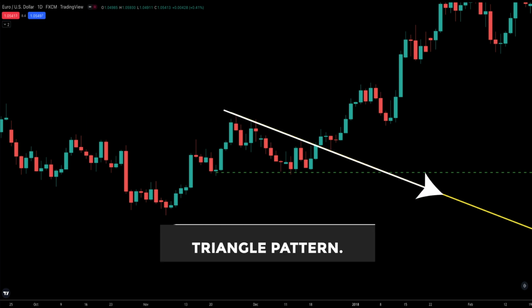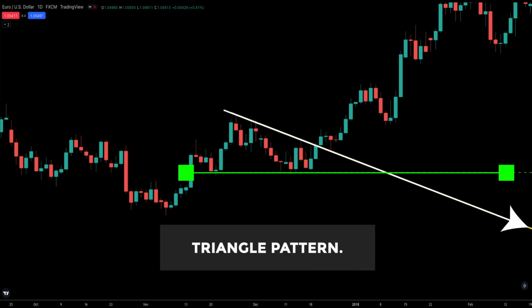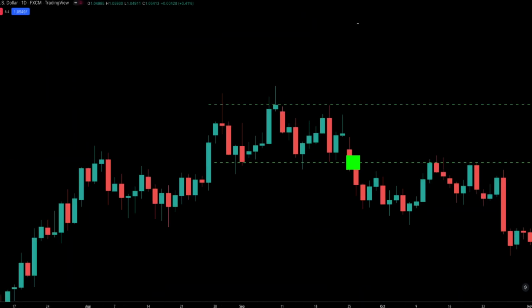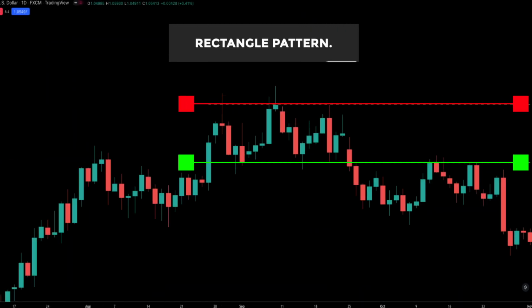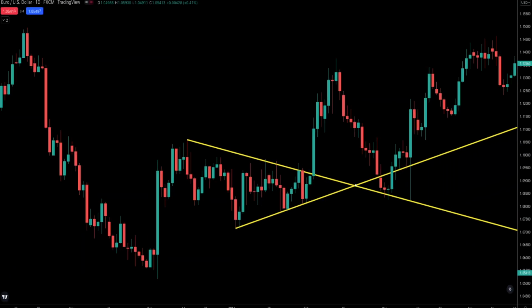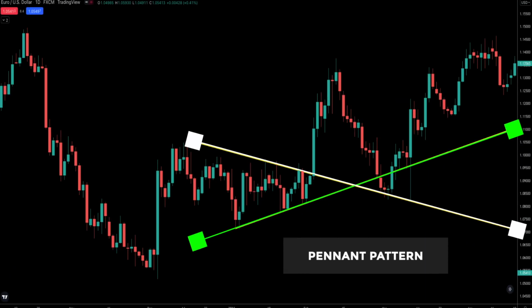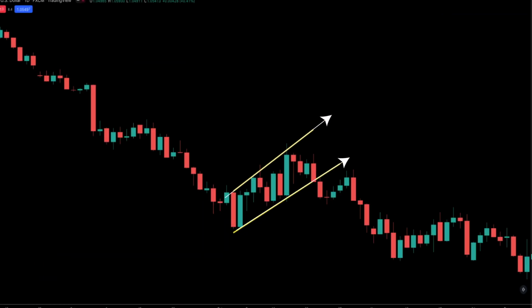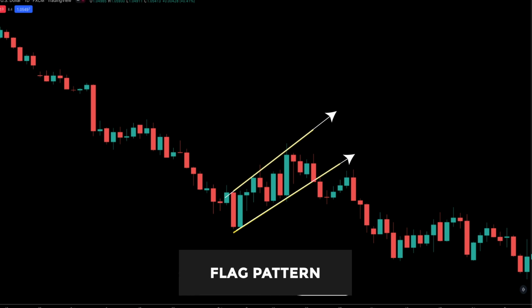Now, if you spot a downward trend line and a support line, this is a triangle pattern. If you spot a support and resistance level, then it's a rectangular pattern. If you spot two opposite trend lines, it's a pennant. If you see two trend lines that are heading in the same direction, then it's a flag pattern.